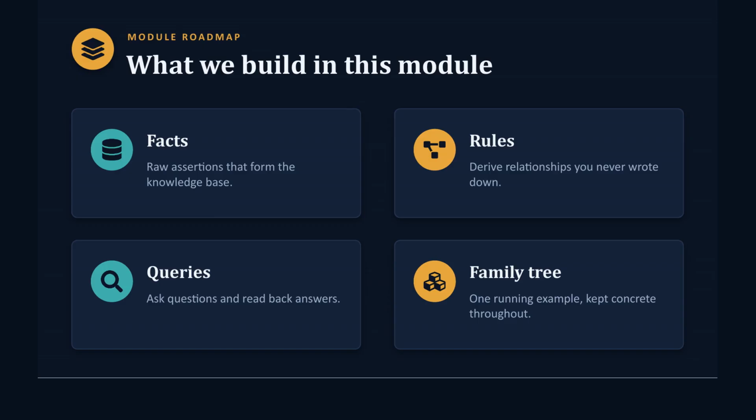Here is the path for this module. We start with facts, the raw assertions that form your knowledge base. Then we add rules, which let Prolog infer relationships you never wrote down explicitly. Next come queries, the way you actually ask questions and get answers. Throughout, we use one running example, a small family tree, so the ideas stay concrete. By the end you will read a complete family program and watch it answer questions about parents, siblings, and grandparents from just a handful of facts and rules.